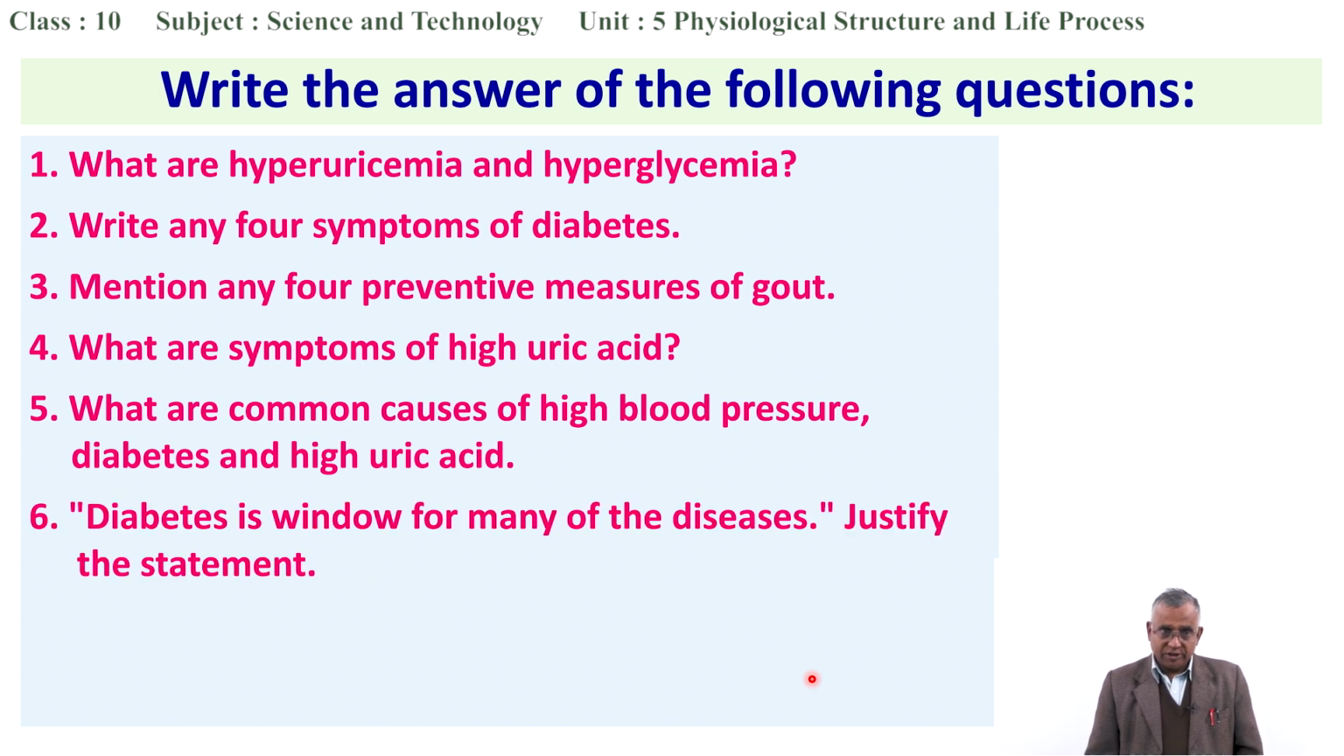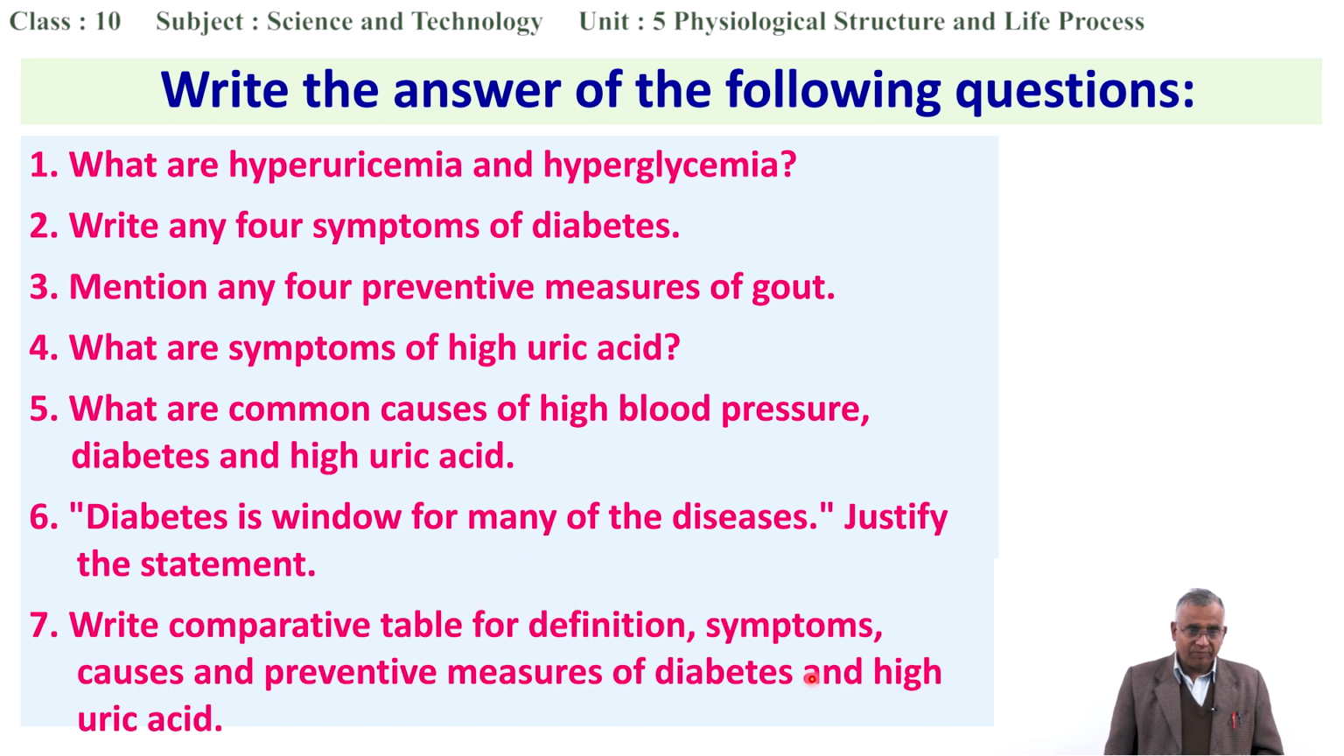Now the next question: diabetes is a window for many of the diseases. Justify the statement. You were given one picture in which you found how diabetes affects other body systems and how it harms them. You have to mention this here. Write a comparative table for definition, symptoms, causes and preventive measures of diabetes and high uric acid. You have to do a comparative study of these 2 diseases.